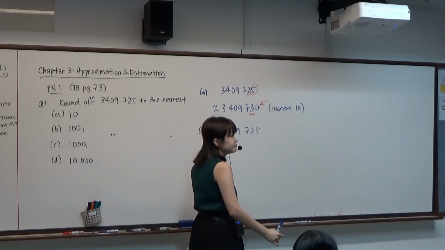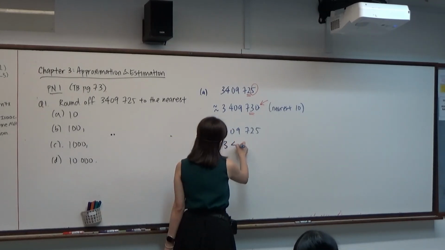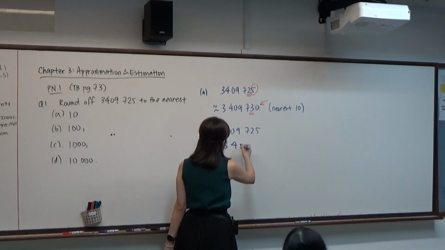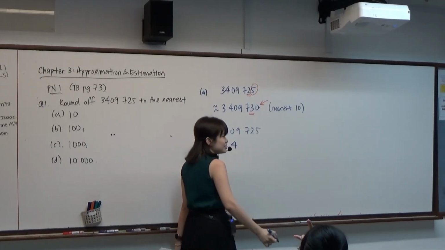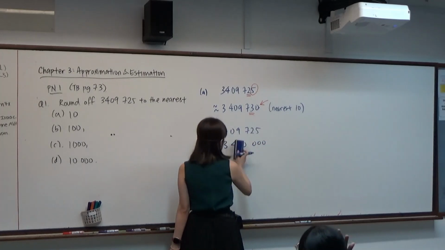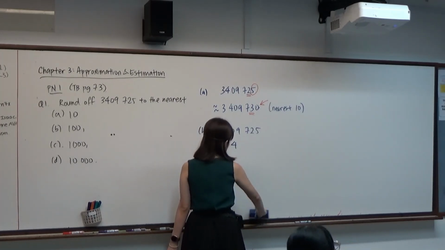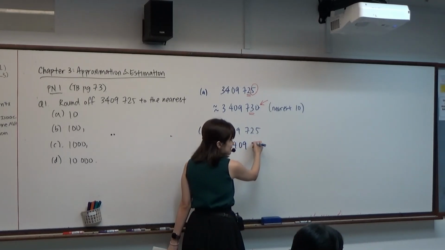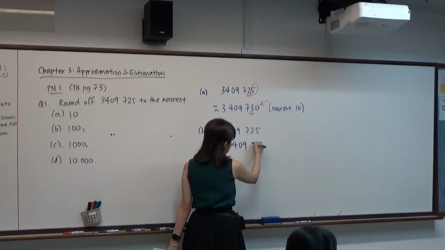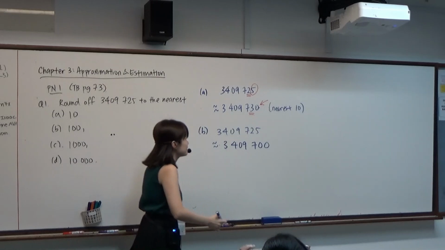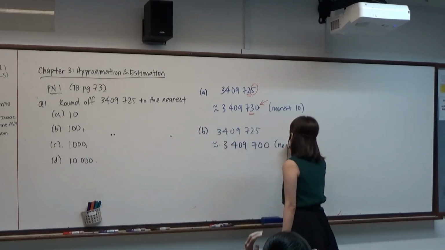Nearest 100. It's 3, 4, 0, 9, 7, 2, 5. I thought it was 100. So, 3, 4, 0, 9, let's see this way by 10 here. 3, 4, 0, 9, 7, 0, 0, 0. Okay, great. So nearest 100 should be this.